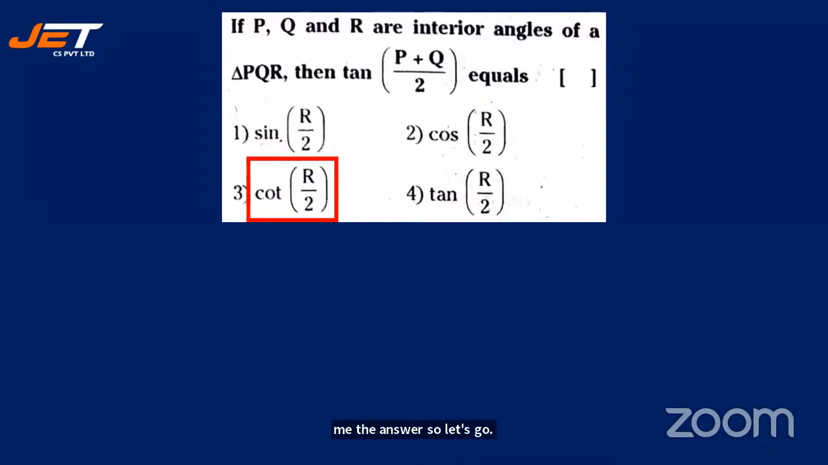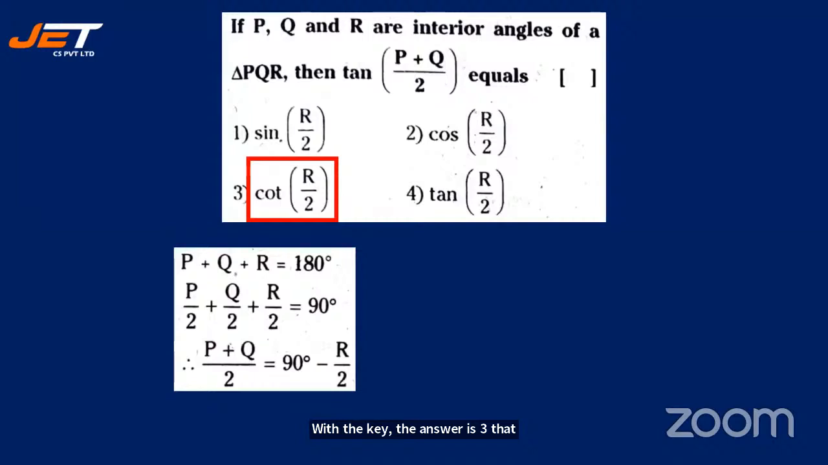The answer is 3. That is cot of R by 2. How? See here. P plus Q plus R is nothing but 180 degrees. All right. So P by 2 plus Q by 2 plus R by 2, that is (P plus Q plus R) by 2, will be 90 degrees, isn't it? So that is why you write the second step as P by 2, Q by 2, R by 2. So now what is (P plus Q) by 2? It is nothing but 90 degrees minus R by 2.